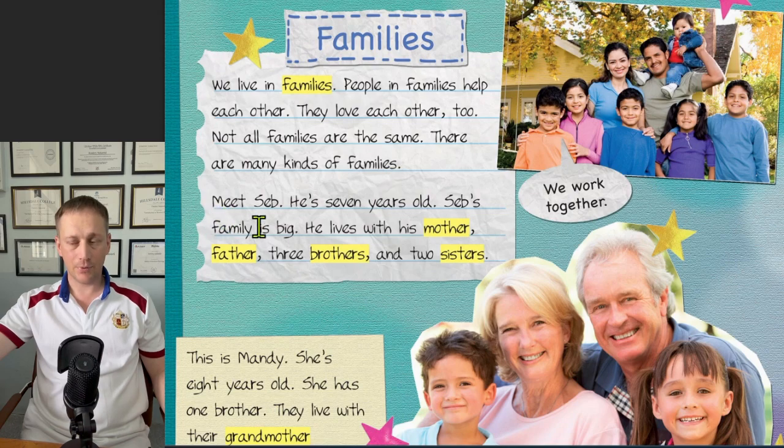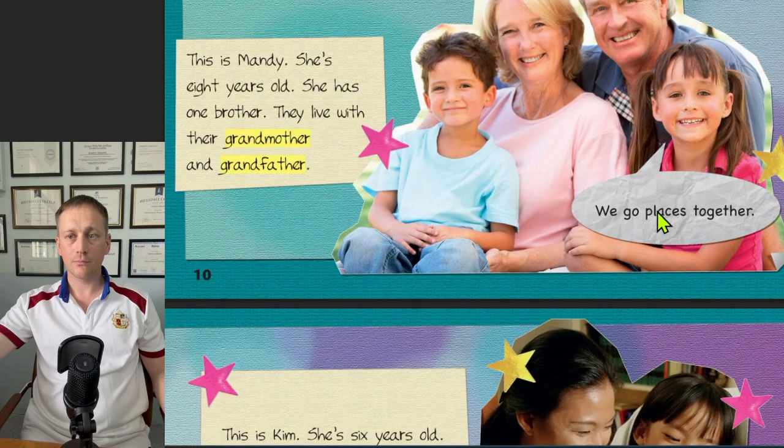Meet Sam. He's 7 years old. Sam's family is big. He lives with his mother, father, 3 brothers, and 2 sisters. We work together. Next.